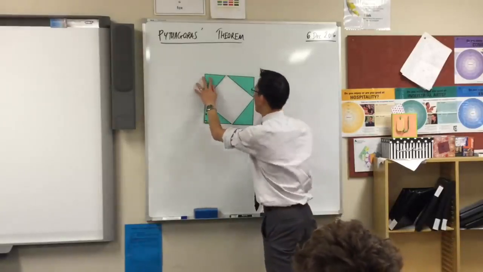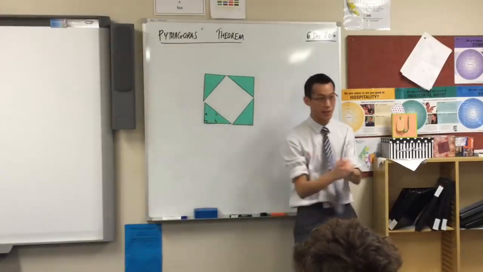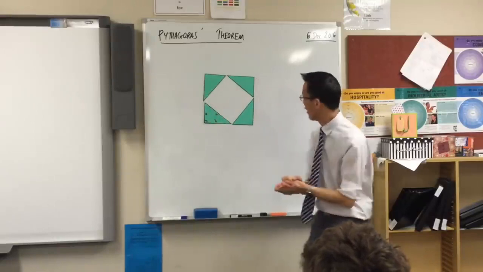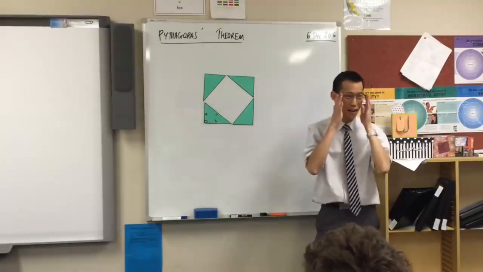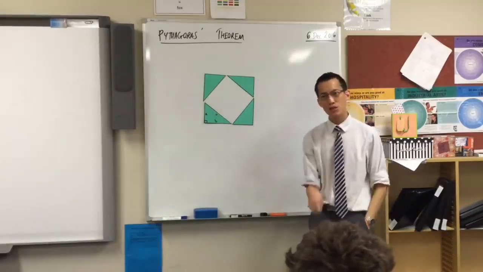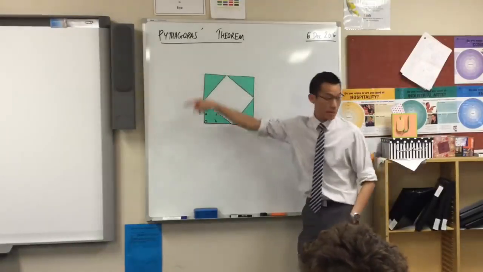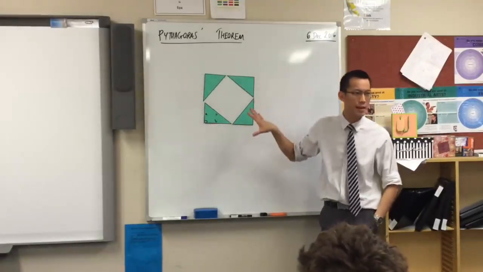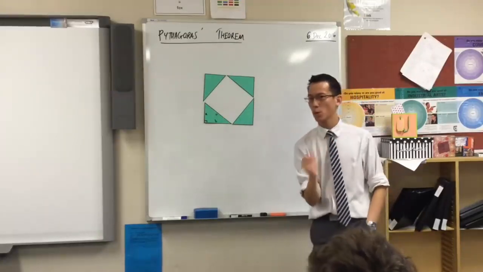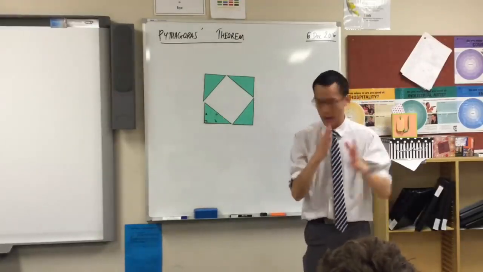Perfect. Okay, now, I want you to look closely at the shape that I just made. By putting these 4 triangles together, I've actually made 2 new shapes. Can you see both of them there? There's one that's big all the way around. What kind of shape is that? Square. It's a square. Now just pause for a moment. Don't answer yet, just think about it.